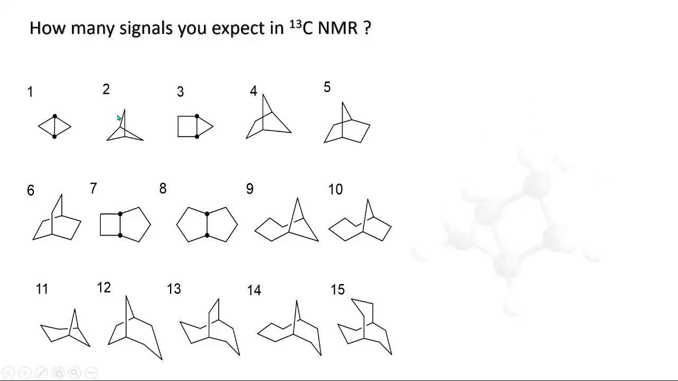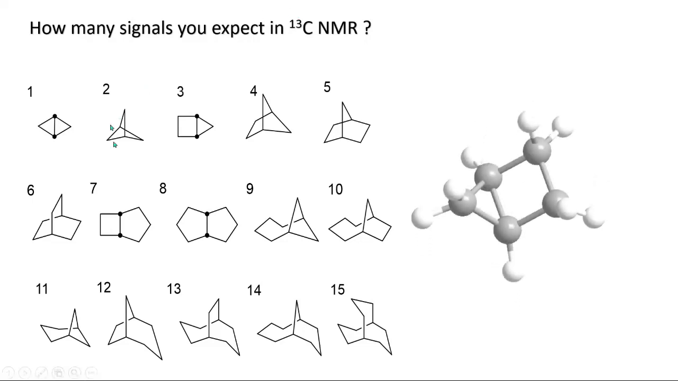Now come to the third one. In the third one, there is a 4-membered ring fused with a 3-membered ring. You can see here also very clearly the 4-membered ring is fused with the 3-membered ring. Now if you pass a plane of symmetry like this, you can see this carbon, this carbon, this carbon, we will get 3 signals in C13 NMR. So by using a plane of symmetry you can calculate very quickly how many 13C NMR signals a molecule will have.